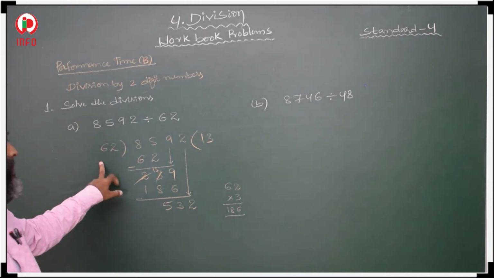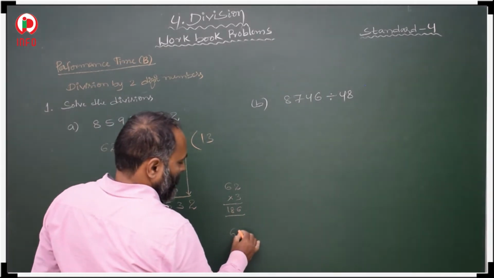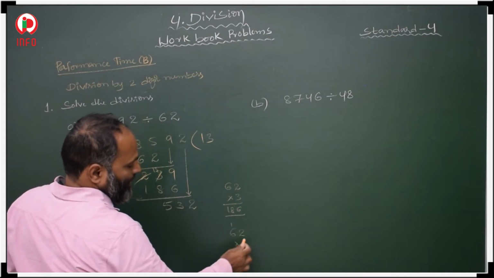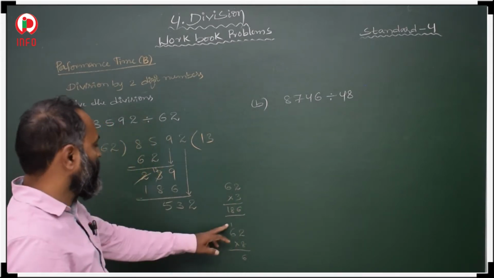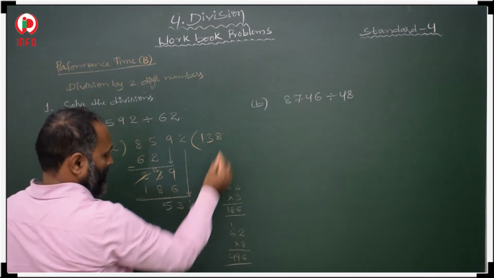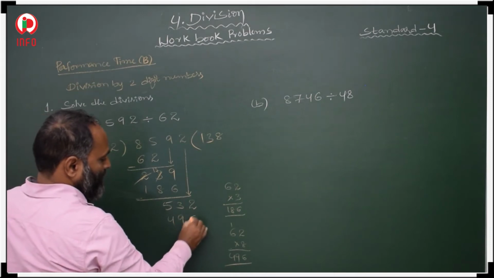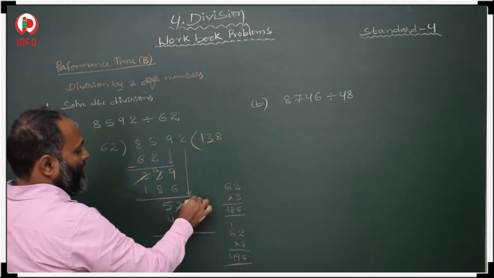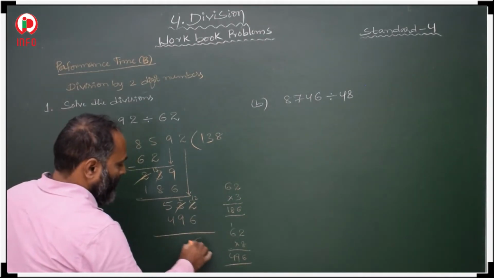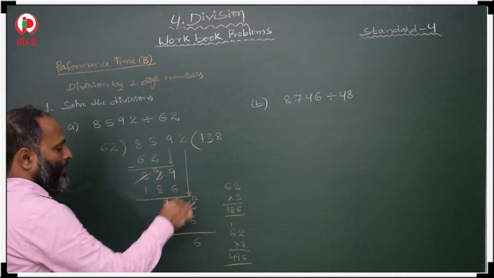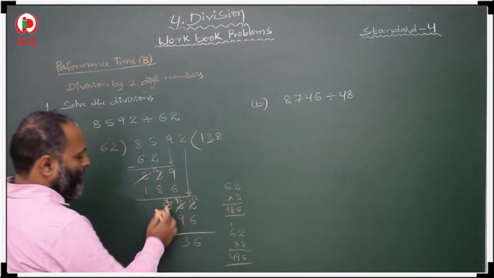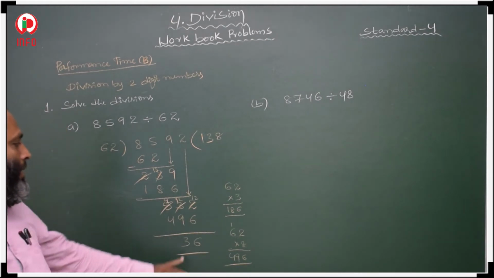Means 62 8s we have to check. 62 into 8. 8 2s are 16, 8 6s are 48, this is 49. 62 8s are 496. Take borrow from here, it is 12, it is 2. 12 minus 6 is 6. Take borrow from here, here 4, here 12. 12 minus 9 is 3. 4 minus 4 is 0. So this is our remainder.